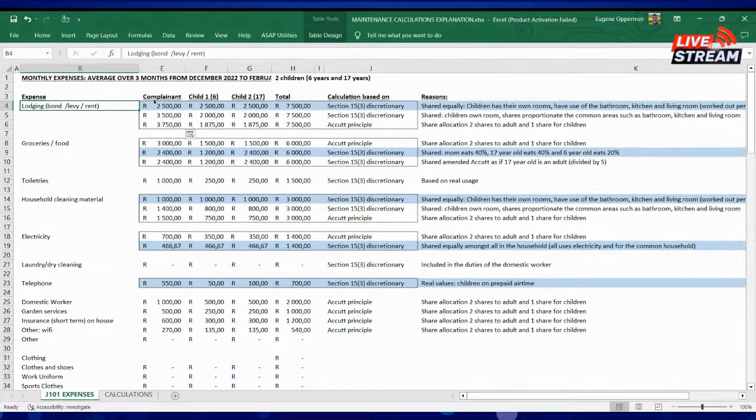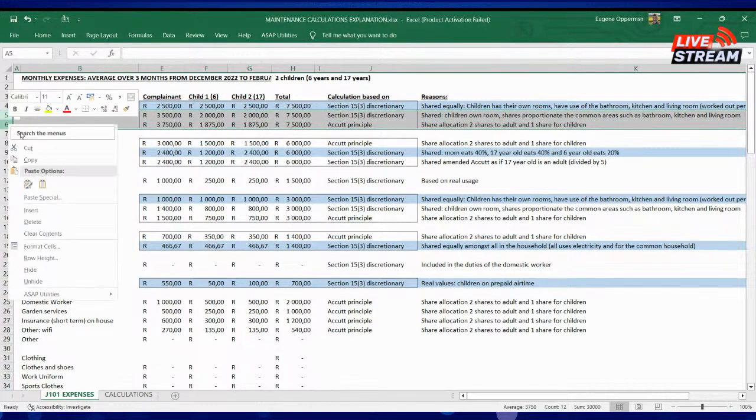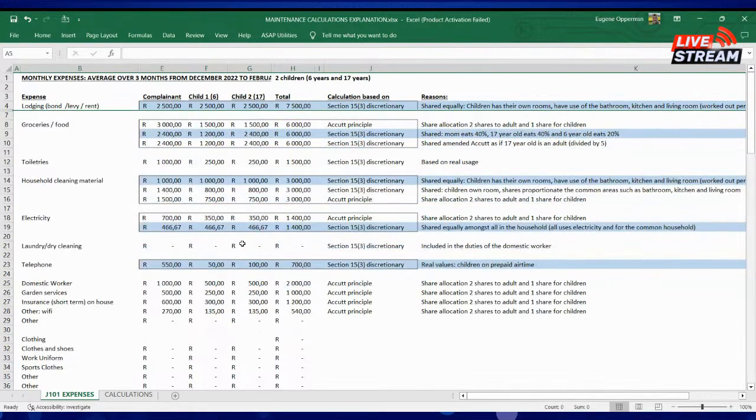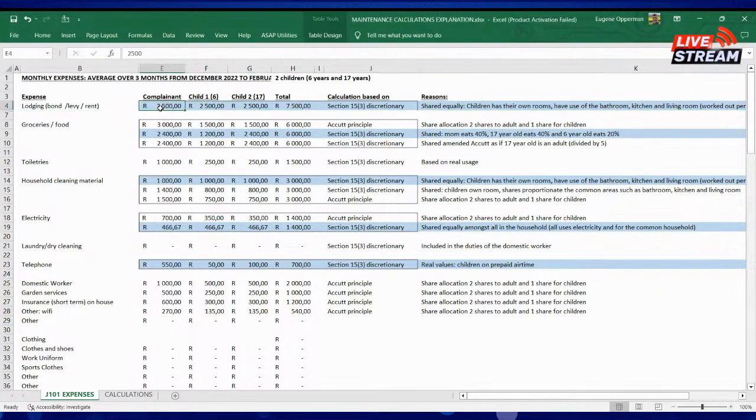So if you work out the spreadsheet and you can see, okay, right, these are the three scenarios, which scenario would benefit me most? Obviously, the first one would benefit you most. And what you simply could do, you could hide that, or you could simply delete those. And then that is the portion that you need. That is what you can submit to court, and then you can tell the court that the calculation you've used was based on the discretionary formula, or the discretionary provision in terms of section 15, and the reason for that. The reason was that the children have their own rooms, they've got 100% use of the bathroom, the kitchen, the living room, so it should be split equally.